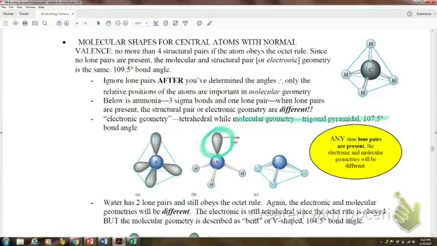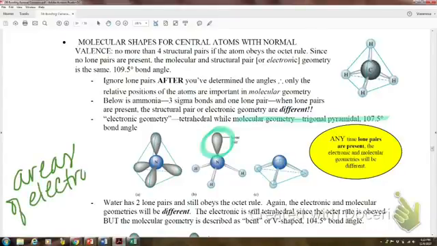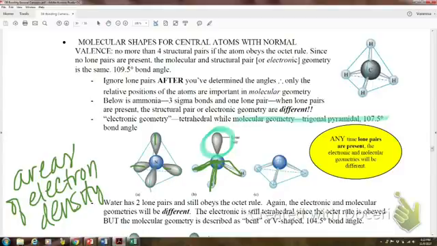But for electronic geometry, we can think of these as areas of electron density. That kind of helps you, areas of electron density, and that means you've got bonds or lone pairs. So you have areas of electron density around that atom. This has 1, 2, 3, 4 areas, so that's going to make it a tetrahedral shape. But its molecular shape is trigonal planar, because this is just the shapes of the atoms down here. Okay? All right.